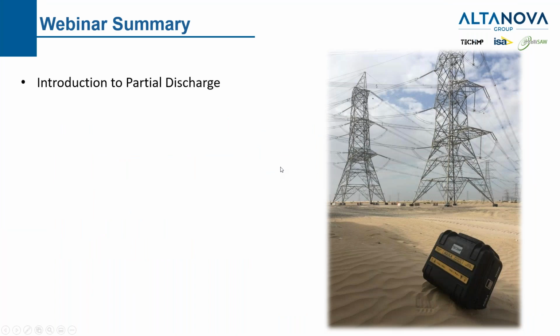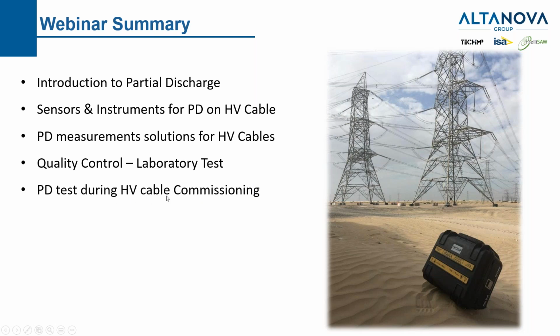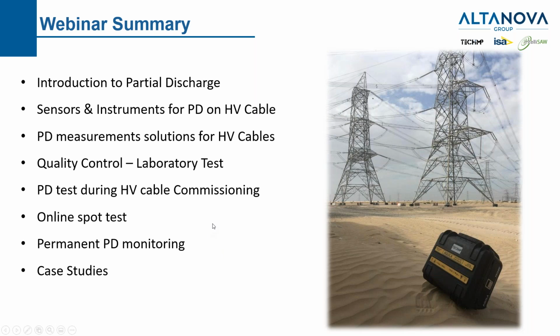A brief summary of what we're going to speak about in this webinar. First, we will have a very short introduction to PD. Then we will see what the sensors and instruments used for PD testing on high voltage cables are. We will see the solutions for PD measurements in high voltage cables in the different parts of the life of the asset. That will go from quality control at the beginning of the asset life, to how we perform PD tests during HV cable commissioning. We will also see some solutions for online spot tests during the lifetime of the cable. We will introduce some interesting solutions for permanent PD monitoring. And we will also see a few case studies to show you some real-world advantages of PD testing.